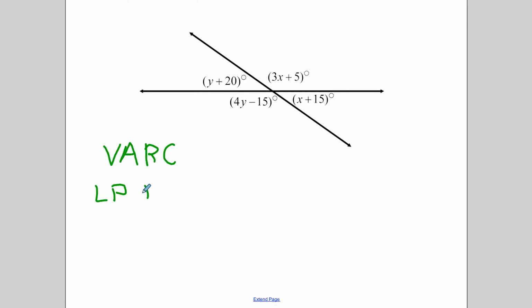LP add to 180. So if we can spot any vertical angles and any linear pairs, then right away we can know something about these angles, set them up to solve. So let's look at our picture here.